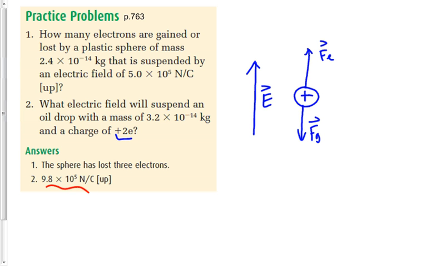A positive particle experiences a force in the same direction as the field. What if it was a negative particle? Which way would the field have to be? Downward, because a negative particle experiences a force opposite to the direction of the field. Make sense? Okay. Draw it out. It becomes a lot easier, I think. So take the extra 20 seconds and do that.